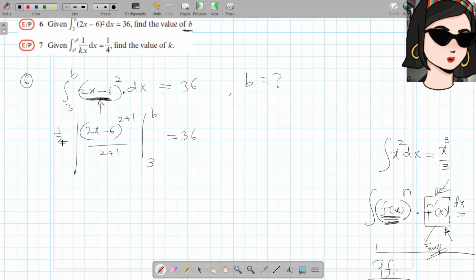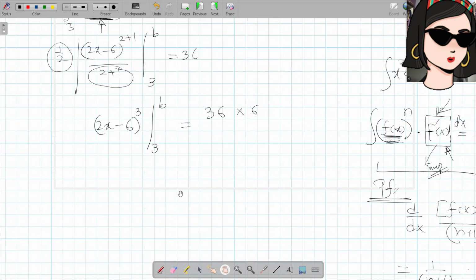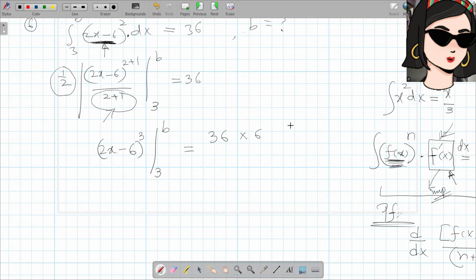Okay, thank you. So this 2, we can divide it on the other side and 3 can be multiplied to the right hand side. So on the left hand side, we are left with 2x minus 6 power 3, the lower limit is 3, upper limit is b. And on the other side, we have 36 times 6. This 3 and this 2, both of them will be multiplied to the right hand side. 2, 3, the 6 will be multiplied.